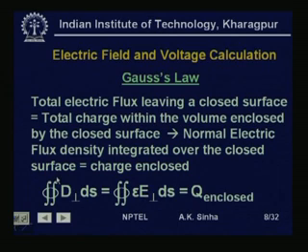So, what we have done is electric flux density D is replaced by epsilon E, because D is equal to epsilon E that we know from electric field theory. So, this is equal to the total charge enclosed by the volume enclosed by this closed surface. This we can see in this figure very clearly.